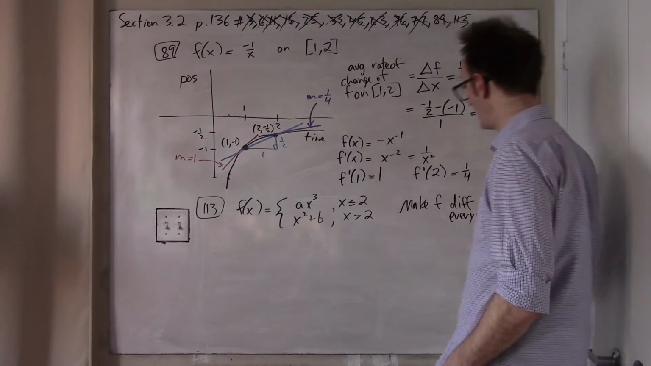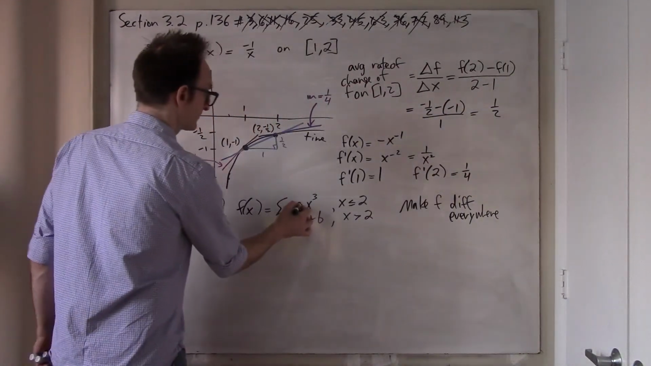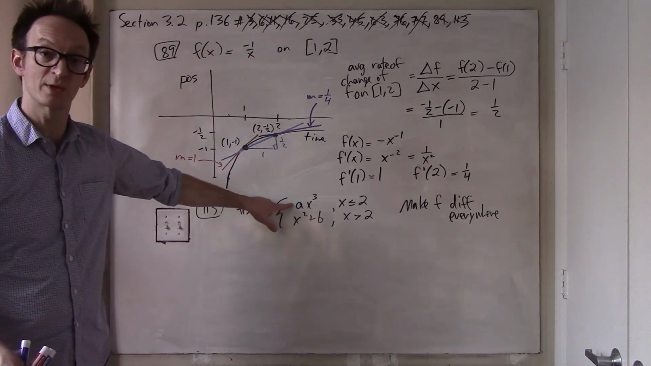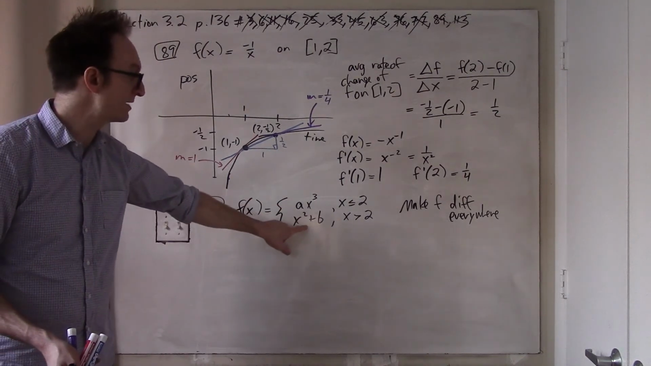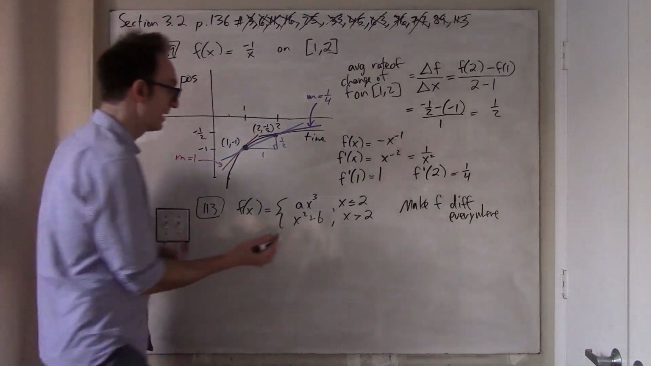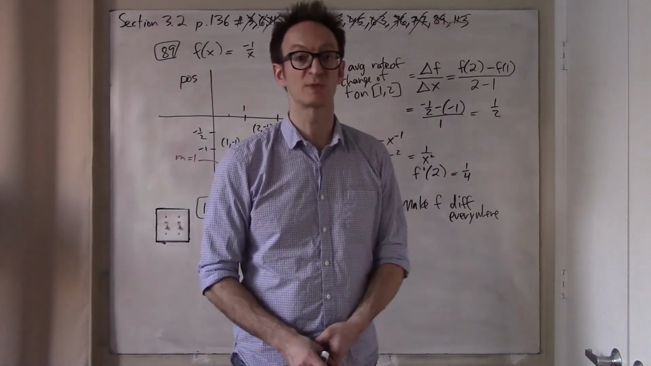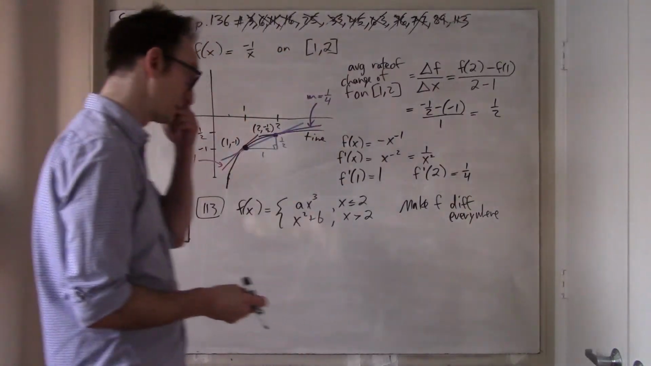Okay, well, of course, to the left of 2, this is just a cubic polynomial, so it's differentiable everywhere. To the right of 2, this is just a quadratic polynomial, which is differentiable everywhere. So there's only one point where things could potentially go awry, and that's at x equals 2.